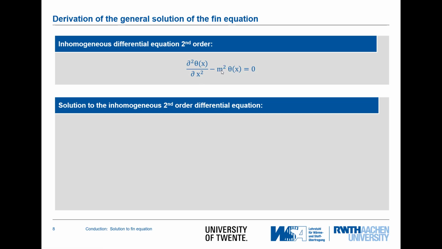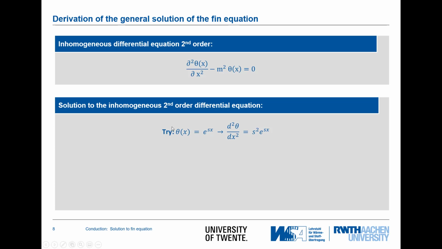Now, from math, we know that if we take the derivative of a function, it usually changes quite a bit. But there's one function type that does not change so much, and that is the exponential function. Taking the first derivative of the exponential function remains the exponential function, and the second derivative also remains the exponential function. So let's try to use the exponential function as a solution.